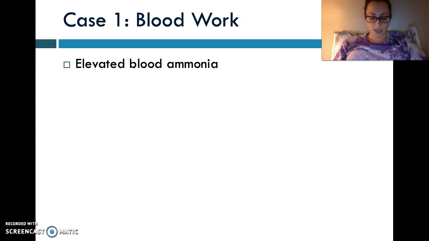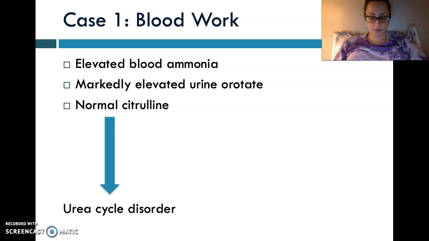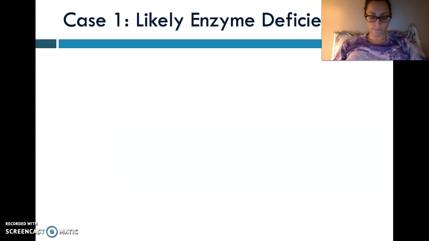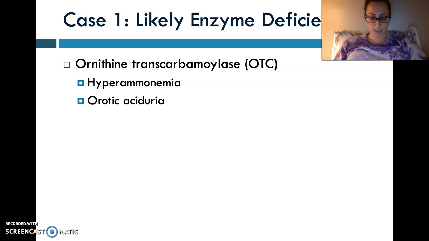Diagnostic analysis shows elevated blood ammonia, markedly elevated urine orotate, and normal plasma citrulline. Given this further information, it is clear that this newborn has inherited a urea cycle disorder. One urea cycle enzyme that is likely deficient in this case is ornithine transcarbamylase, or OTC. Like all urea cycle disorders, OTC deficiency causes hyperammonemia. It also causes severe orotic aciduria.